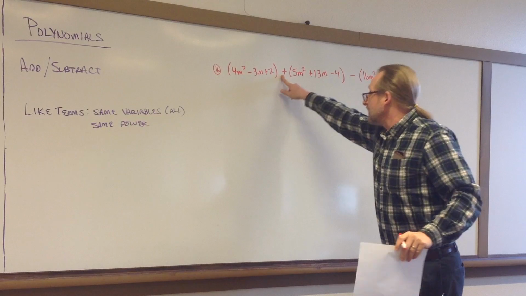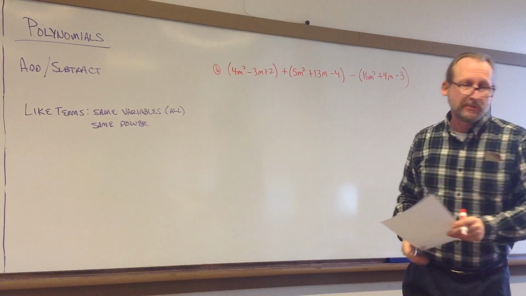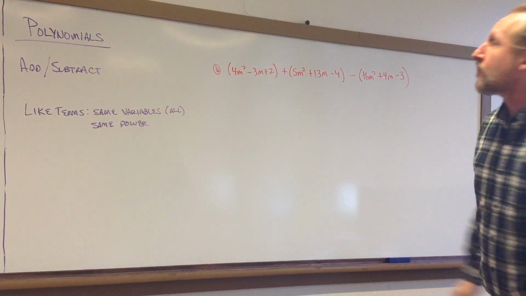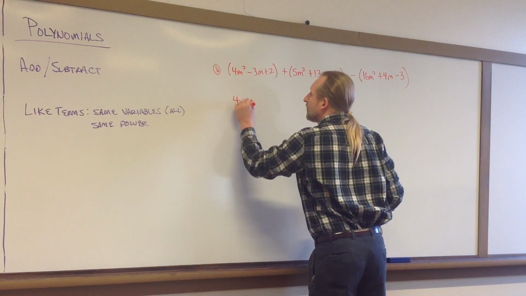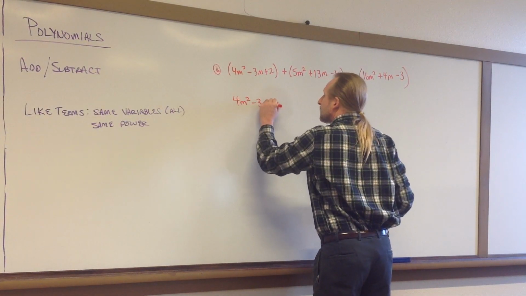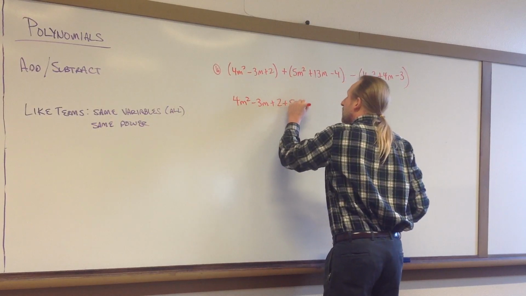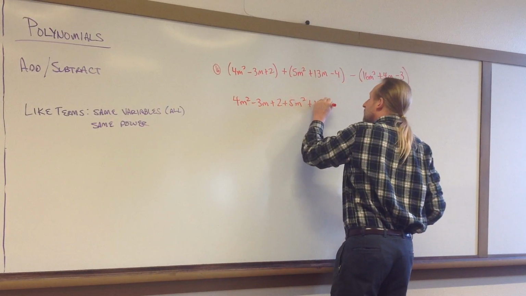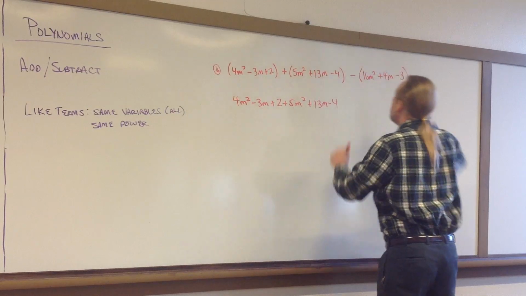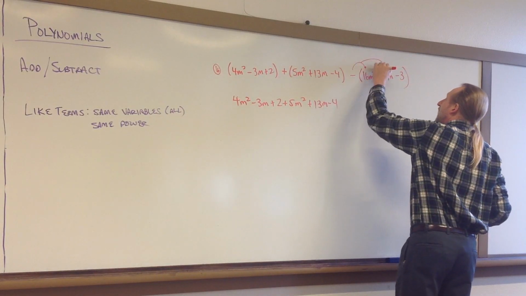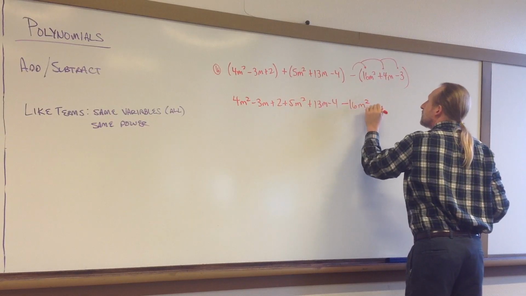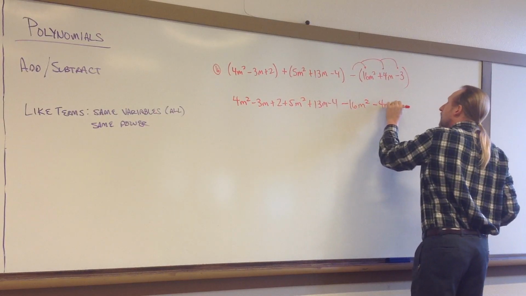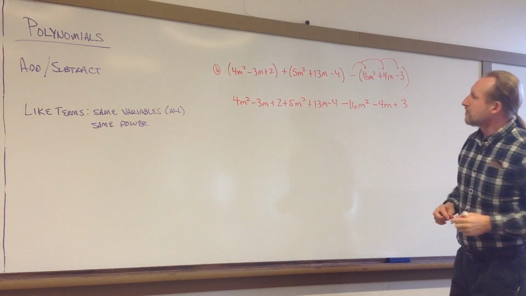Okay, so this one's getting added, this one's getting subtracted. So we'll take off the parentheses for these two. 4m squared minus 3m plus 2 plus 5m squared plus 13m minus 4. And then this, the subtraction, has to get distributed. Minus 16m squared minus 4m plus 3.